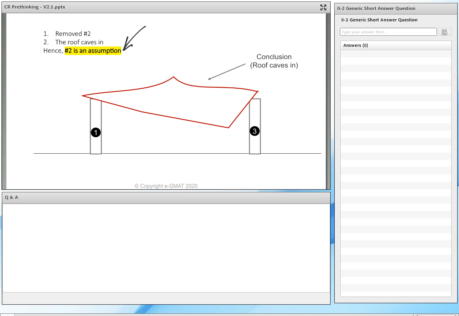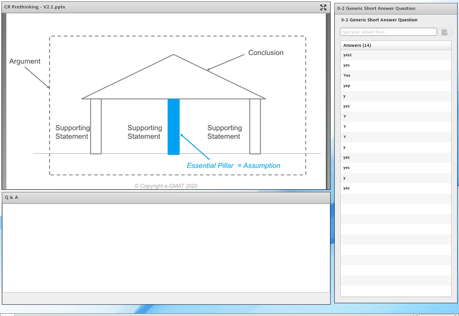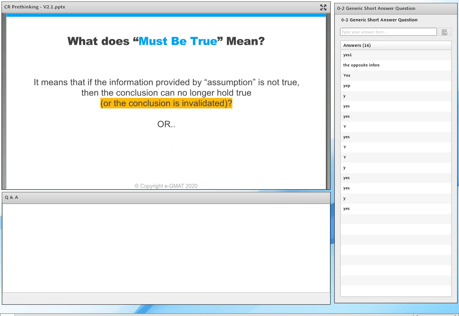Just simple visualization. Okay. Keep this in mind as we solve difficult questions, and you'd see some answer choices that you'd be confused, and I'm going to bring this back again and again. Okay. So this is what the essential pillar means. Each one of these are good strengtheners. An assumption is also a strengthener, but not every strengthener is an assumption. Okay. Only the essential strengthener is an assumption. Okay.